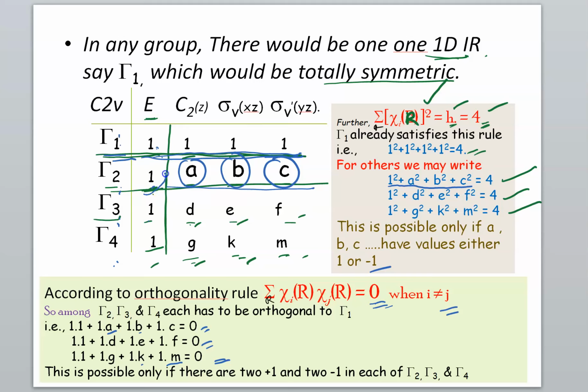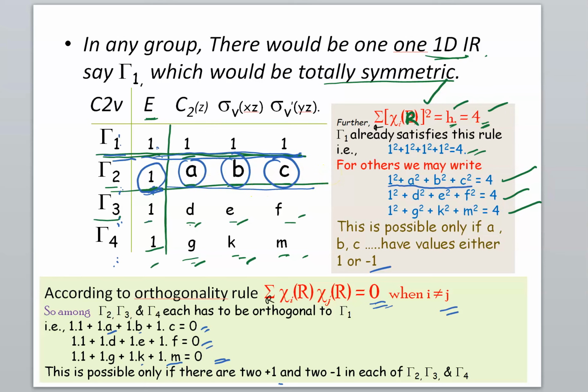Already the first character is 1 here. First character is 1. Therefore, the other 2 will be minus 1. Okay, this is possible if there are 2 plus 1 and 2 minus 1 in each of gamma 1, gamma 2, gamma 3 and gamma 4. Gamma 2, gamma 3 and gamma 4 contain at least 2 plus 1 and 2 minus 1. Already plus 1 is here. So another 1 is plus 1 and another 2 is minus 1.